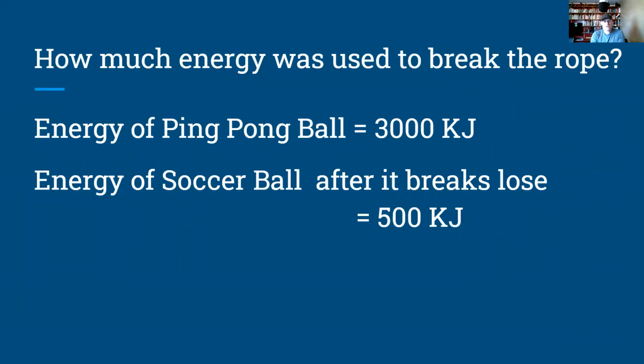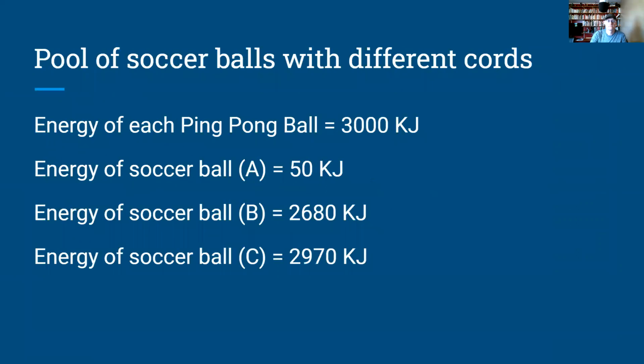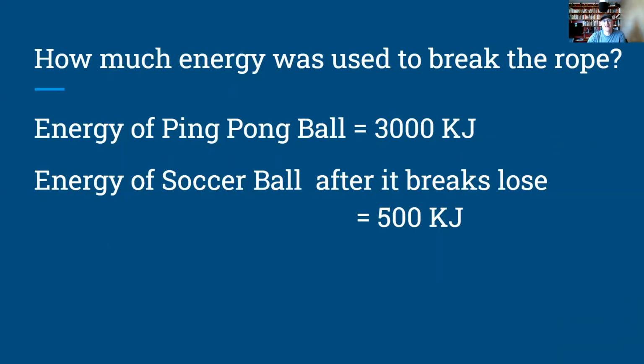If this is the information that you had, if you knew that the energy of the ping pong ball was 3,000 kilojoules, and you knew the energy of the soccer ball after it breaks loose still has 500 kilojoules of energy, how would you go about figuring out the amount of energy needed to break the rope? The simple mathematics is that you would take the ping pong ball energy, subtract off the amount of energy that the soccer ball still has, and you end up with 2,500 kilojoules. That's the amount of energy that was needed to actually break the rope.